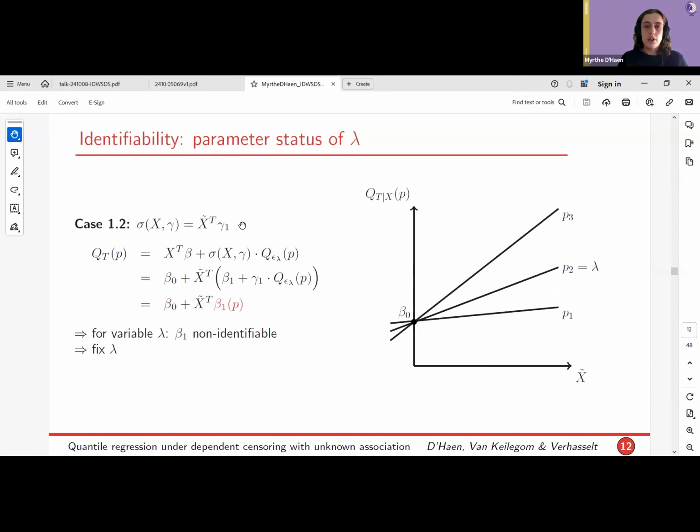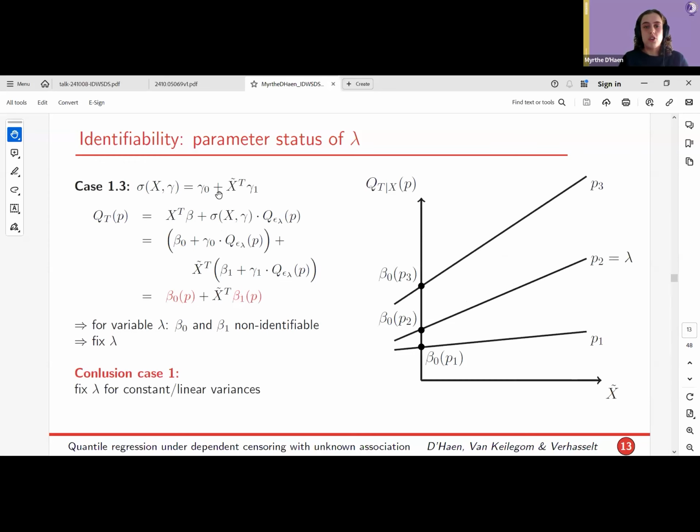Then similarly for a linear non-constant variance, in that case, if the constant part of your variance is 0, then the intercept will be identifiable because it's always the same, but on the other hand, the regression slope is not. And so in the general linear case, you can see that both the intercept and the slope will not be identifiable unless lambda is fixed. So the takeaway for this part: if you have a linear variance, it's important to fix your lambda in order to be able to identify the regression coefficient beta.